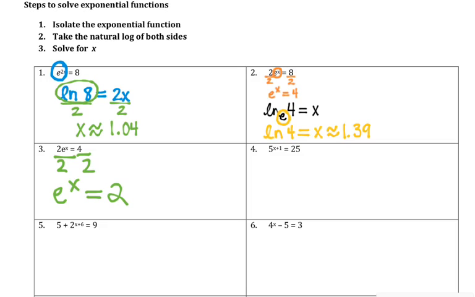Good. So we change this to the natural log of 2, which has a base of e, and the exponent is x. So equals x. We grab our calculator, and we let it do the hard work. What's the natural log of 2? 0.69. 0.69 approximately. Okay, so that was too easy. Number 4, though, looks a little bit more tricky.